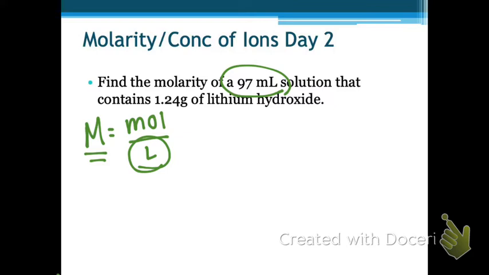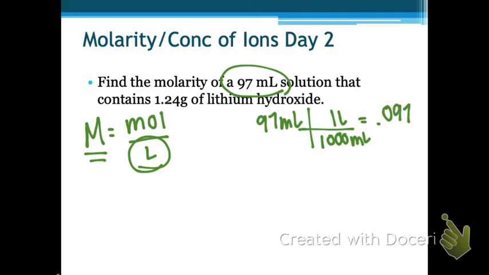So I'm going to have to convert my milliliters to liters. That should be a quick conversion for us by now. How can we convert milliliters to liters? Divide by 1,000, so move it 3. We're going to divide that 97 mils by 1,000, because 1,000 milliliters is equal to 1 liter. That gives me 0.097 liters.